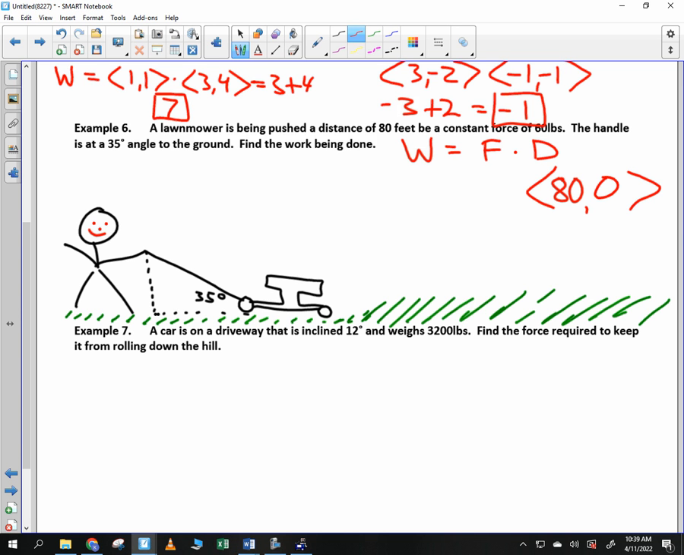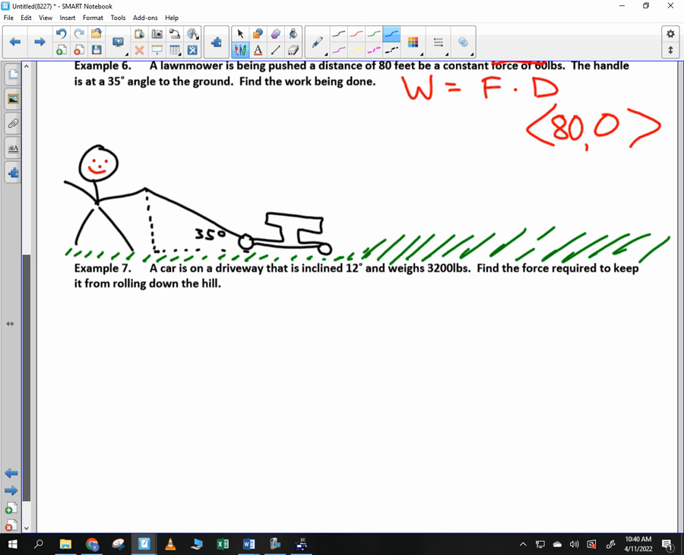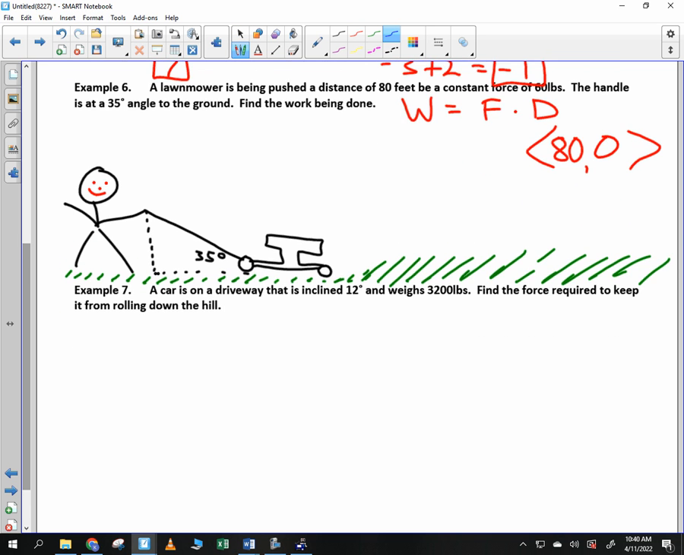Now let's figure out the force vector. And the force vector we can determine by this. It says a constant force of 60 pounds. That means that 60 is the force. It's the handle represented right there. And we have both a vertical component, I'll call that B, and a horizontal component, we'll call that A.